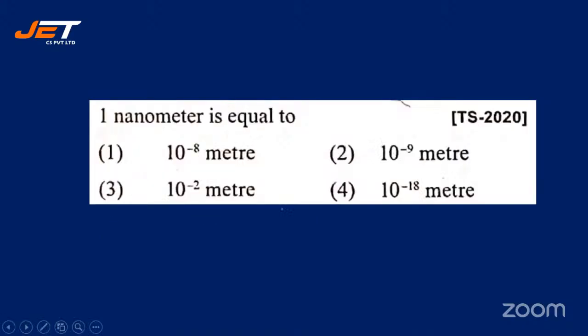Next question. A nanometer is equal to how much of a meter? 10 to the power of minus 8 meters, 10 to the power of minus 9 meters, 10 to the power of minus 2 meters, 10 to the power of minus 18 meters. Which is the right option? Let us see who will answer this question. So remaining people, Vineet, Sanjana, everyone can try.